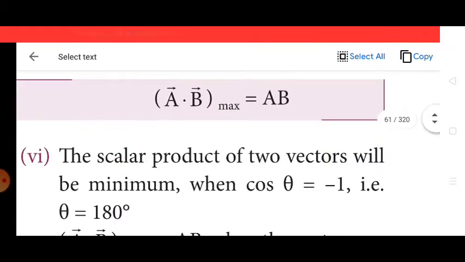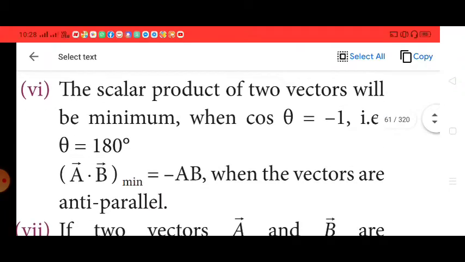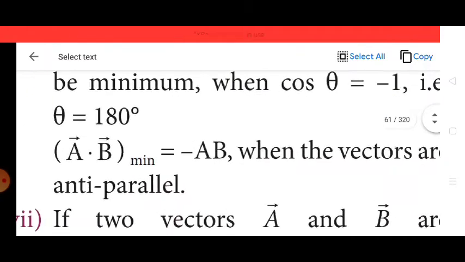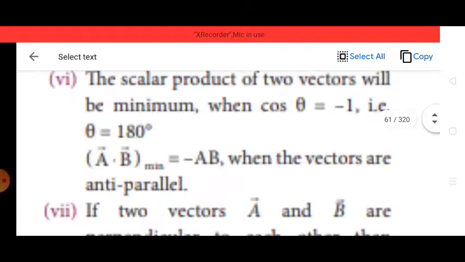Sixth point, the scalar product of two vectors will be minimum when cos theta is equal to -1, that means theta is equal to 180. That means a vector dot b vector minimum is equal to minus ab when the vectors are antiparallel.